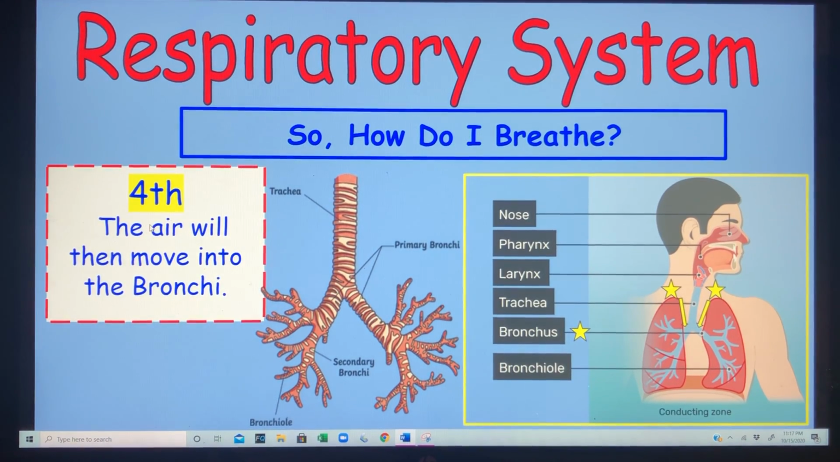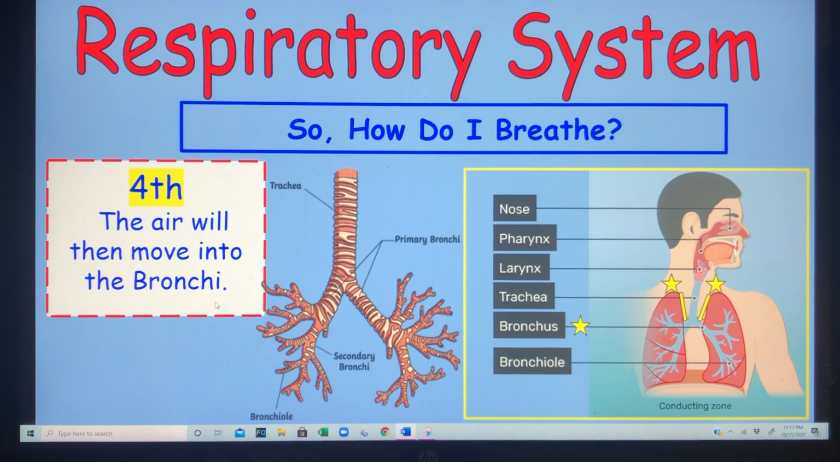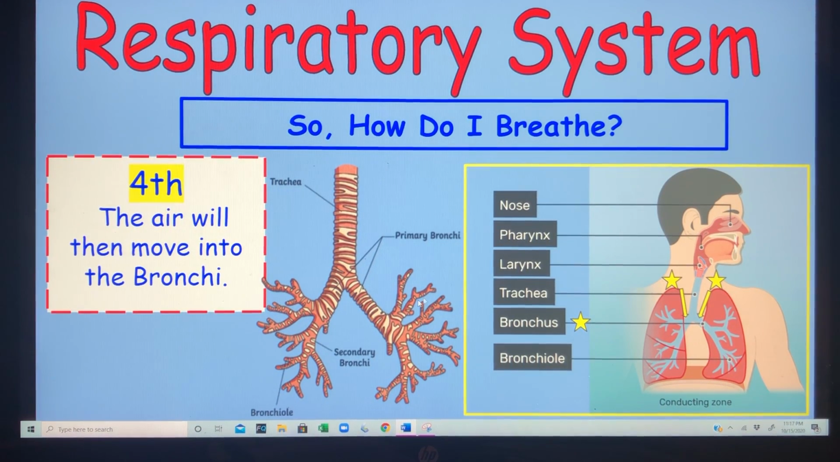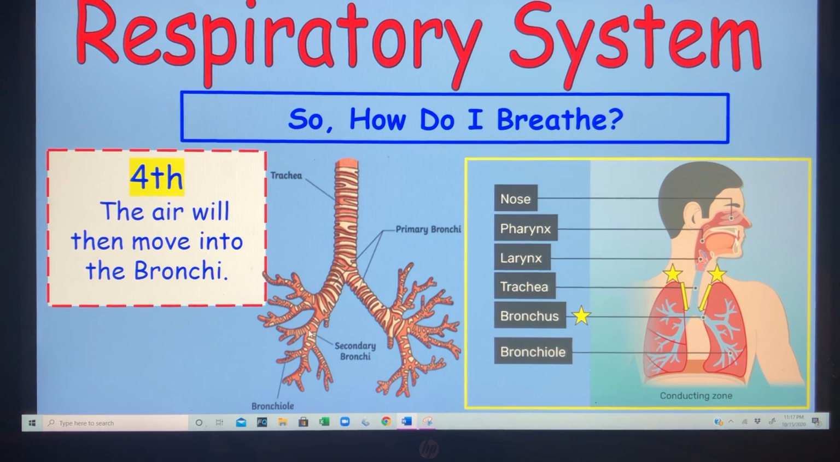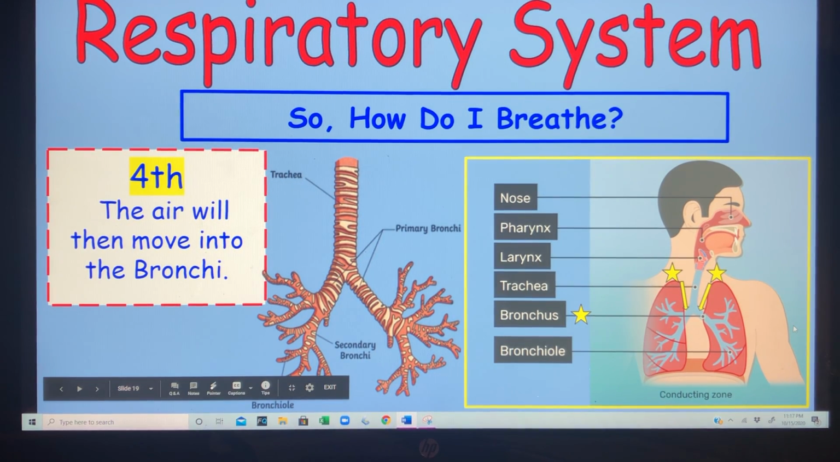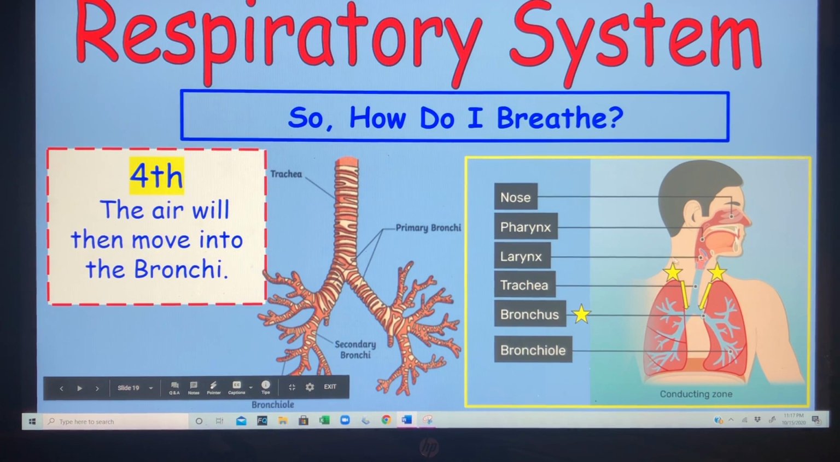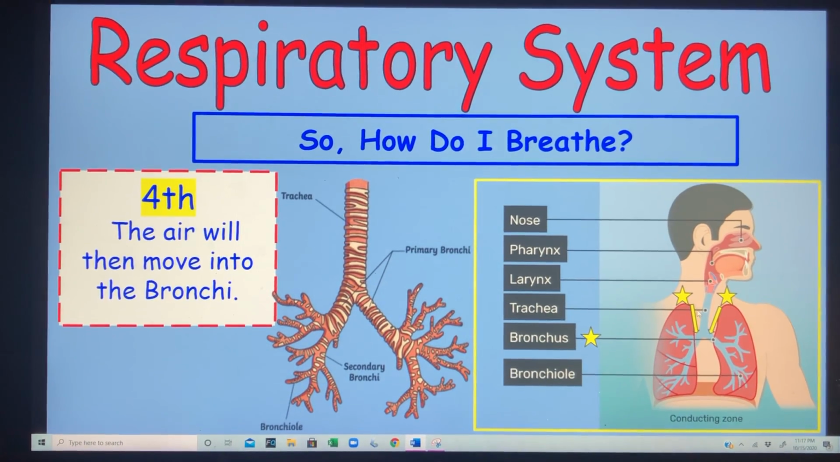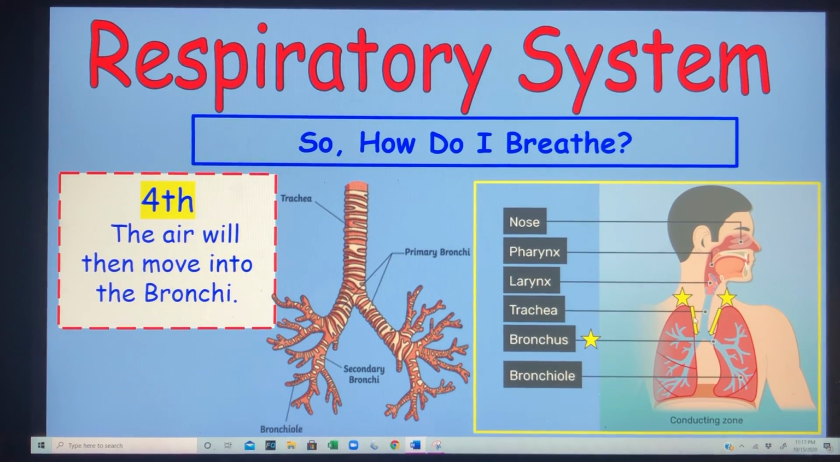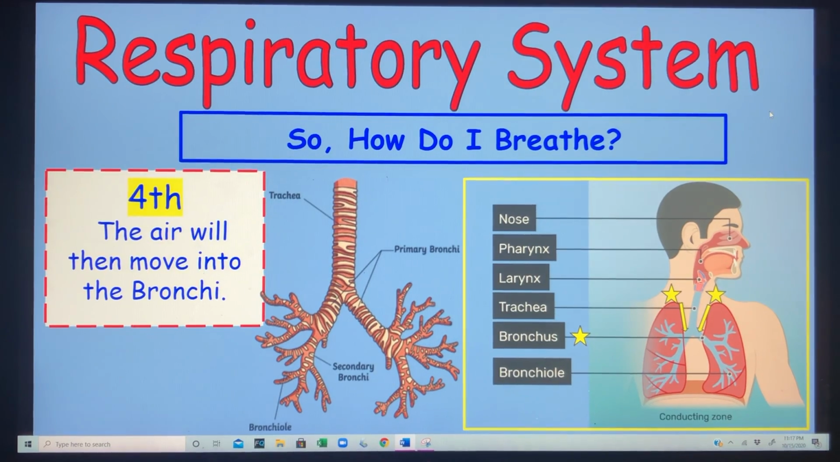The fourth step is where the air will then move into the bronchi. If we look at this image on the screen, the bronchi actually look like branches on trees. On the right-hand side of this screen, you'll see yellow arrows that are pointing to the bronchi. There are bronchi on the left-hand side and the right-hand side.